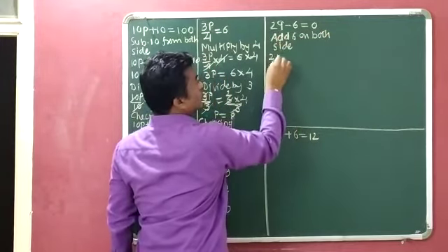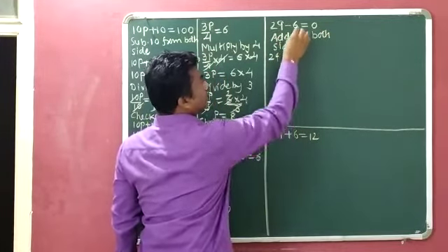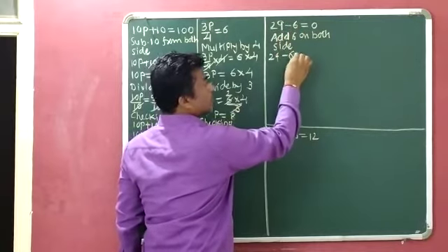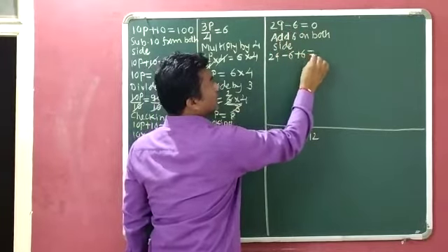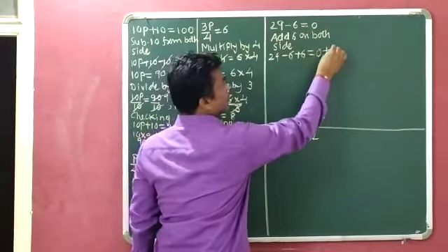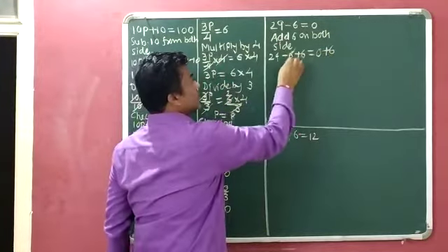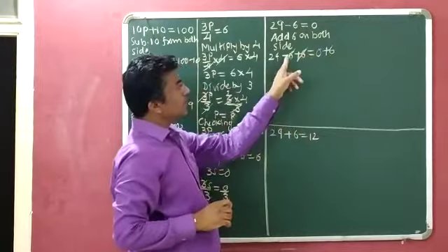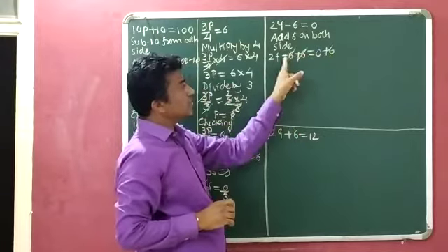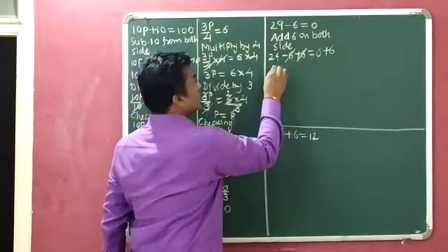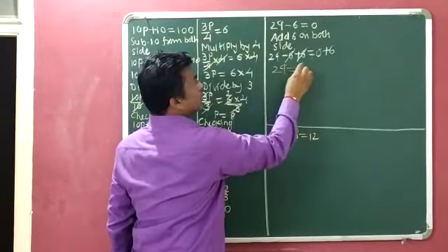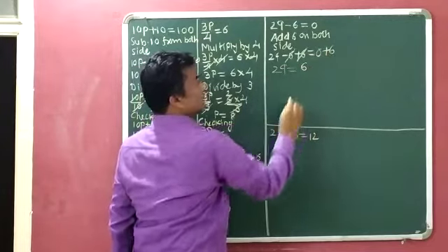So 2q minus 6, then plus 6, is equal to 0 plus 6. See, both sides 6 we add. Now 6 and 6 cancel because minus 6 and plus 6 cancel. 6 minus 6 then 0. So 2q is equal to 0 plus 6, then 6.